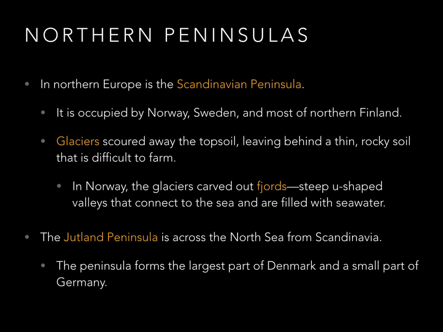Also in northern Europe is the Jutland Peninsula, and it's just across the North Sea from Scandinavia, kind of south of Norway and Sweden. This peninsula forms the largest part of Denmark and a small part of Germany.